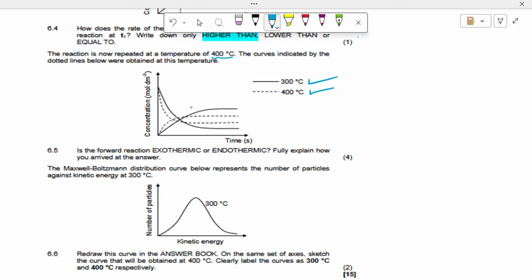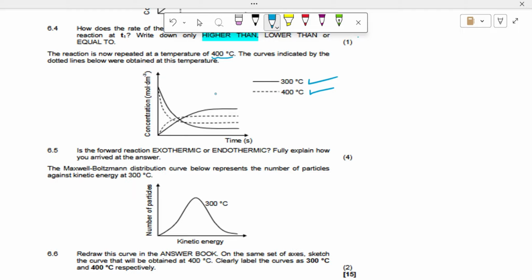Okay, let's think about it. So look at these graphs, guys. I want you to notice something. Okay, I've seen what I need to see. Right, anyway, is the forward reaction exothermic or endothermic? Explain how you arrived at your answer.